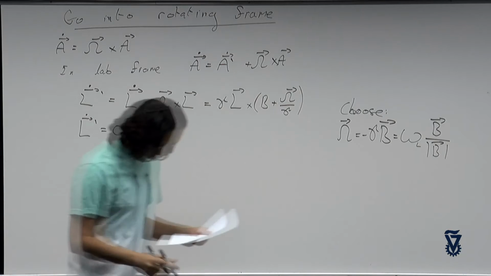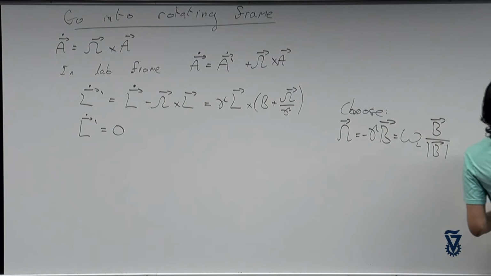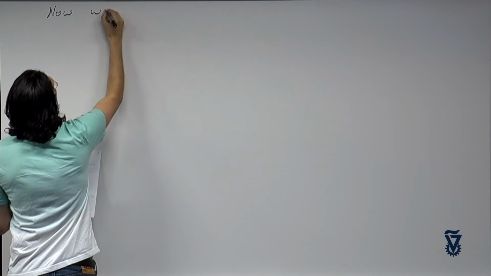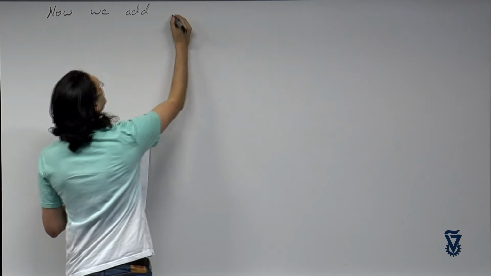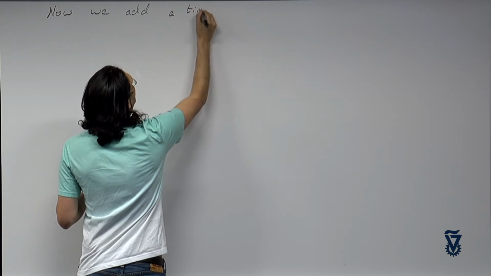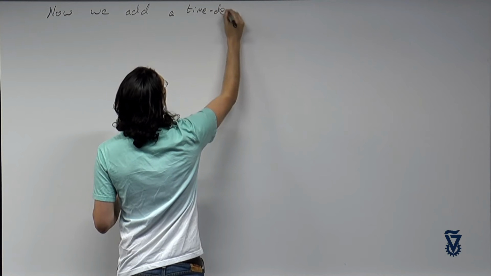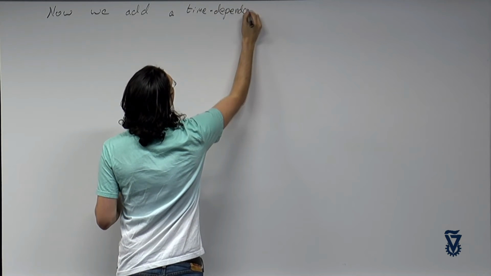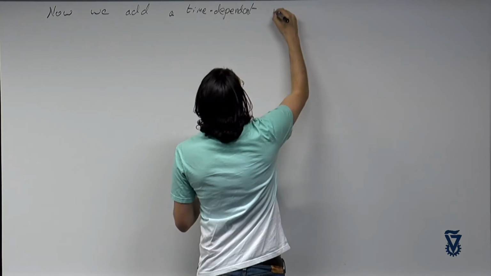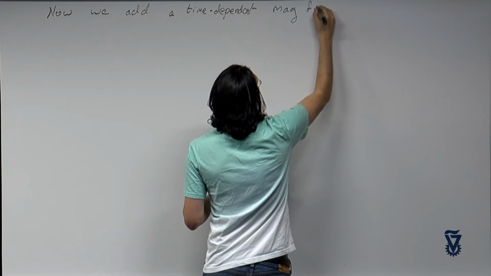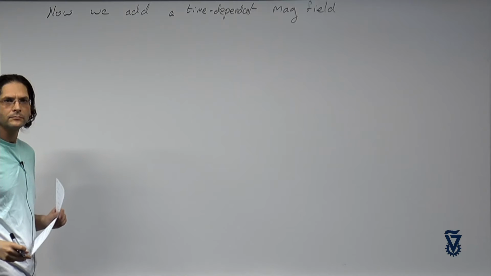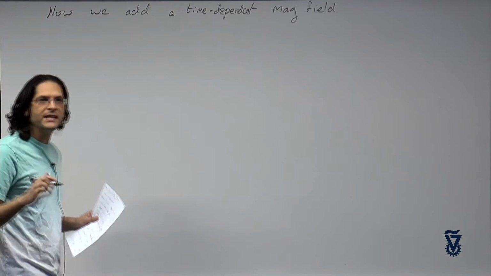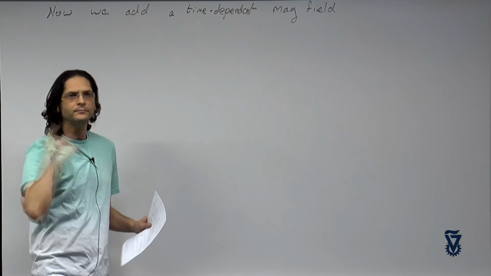Maybe we'll do this on a new board. So now we add a time-dependent magnetic field. And now we're going to assume that this magnetic field is a rotating field.